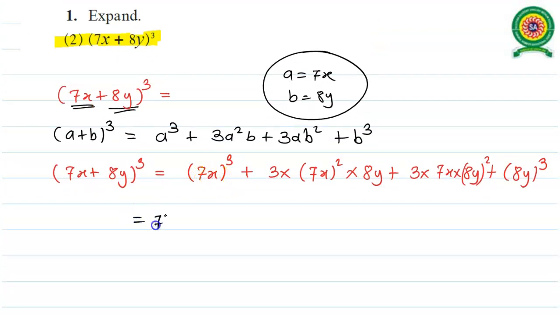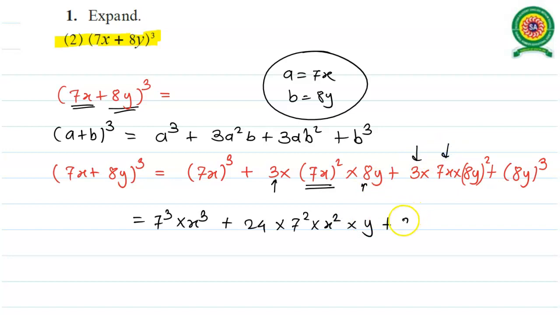So let us separate out the cube for the first term. We are getting 7 cube into x cube plus, now 3 8s are 24, so we are getting 24 into, separating out the square, 7 square into x square into y as it is. Now 7 3s are 21 into x into, separating out the square, 8 square into y square plus, separating out the cube, 8 cube into y cube.